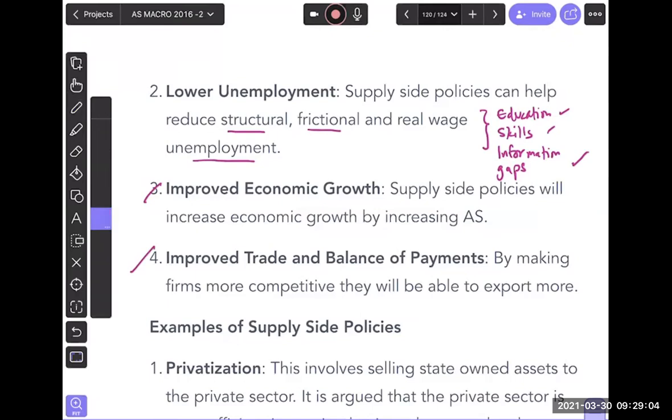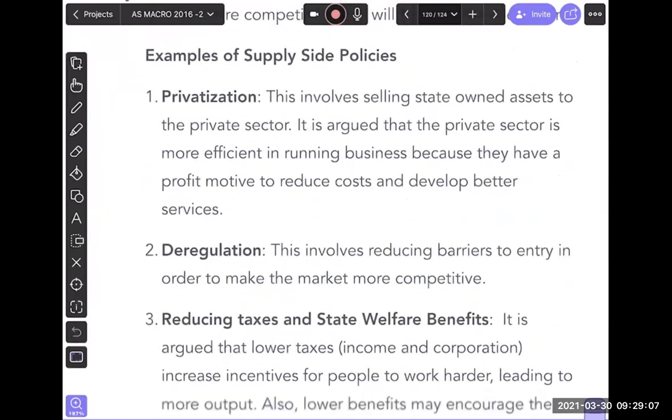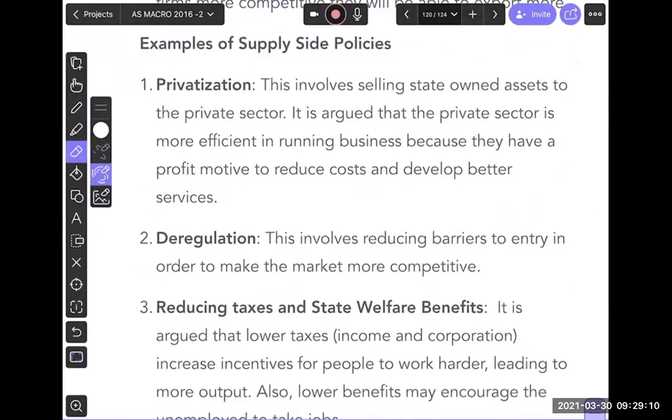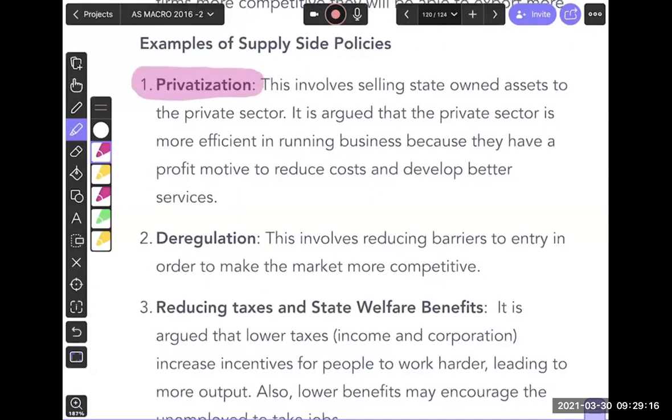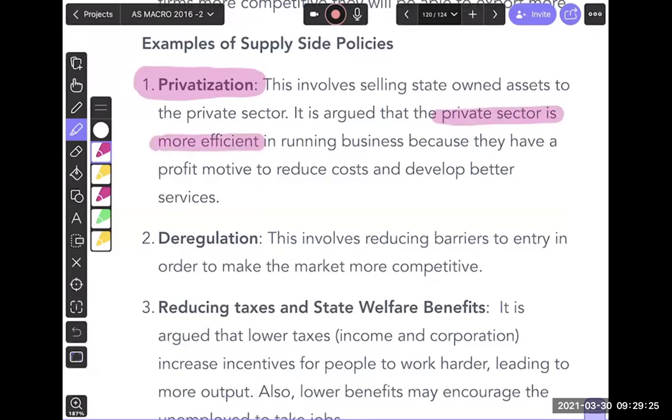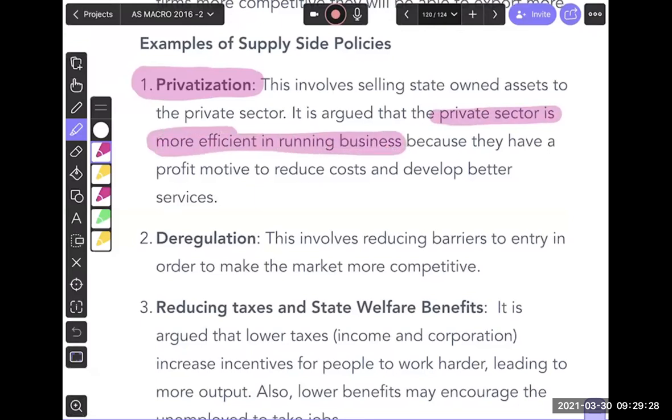So what are the examples of supply side policies? Well, one example is privatization. We end up selling government owned assets, which are basically overemploying, inefficient, and not looking at profitability. So it is argued that the private sector is more efficient in running businesses. Some may disagree with that, of course, but they rely more on profitability and efficient allocation of resources. As a result, privatization is the first step towards what we call supply side policies.